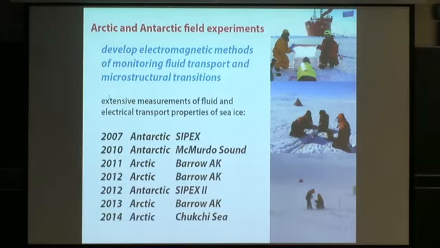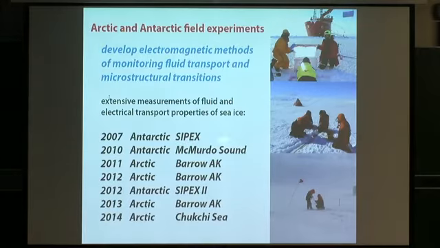Okay, just a few words about our experiments. We've been developing electromagnetic methods of monitoring fluid transport and microstructural transitions, as well as doing extensive measurements of fluid and electrical transport properties. I believe that our measurements of fluid permeability in sea ice are probably a lot simpler to do than yours. What you guys have to go through.